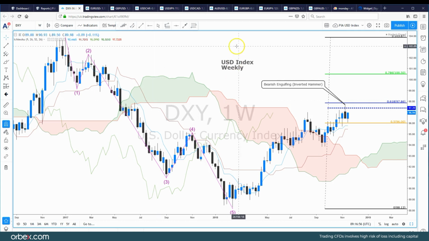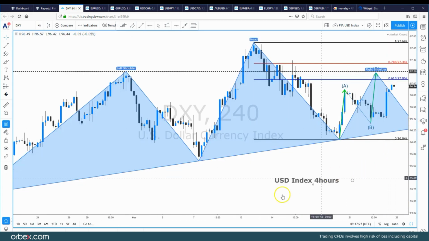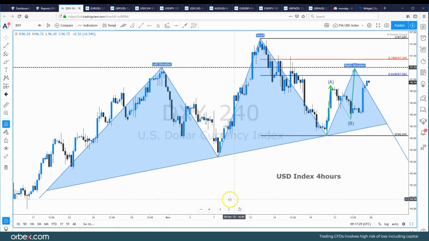Here we can see, this is the weekly chart, we can see a bearish Elliott wave count to the downside, then quite an impulsive move higher. Not last week but the week before, the week of the 12th of November, we posted a bearish engulfing candle or an inverted hammer, very close to the 61.8% pullback level at 97.86. Now, although we have seen a bounce or a correction higher in the index last week, if we break down to a shorter time frame, this is what we're basically looking to happen.